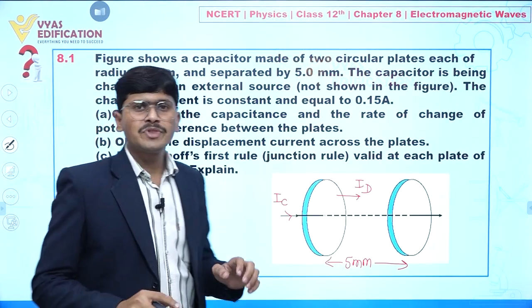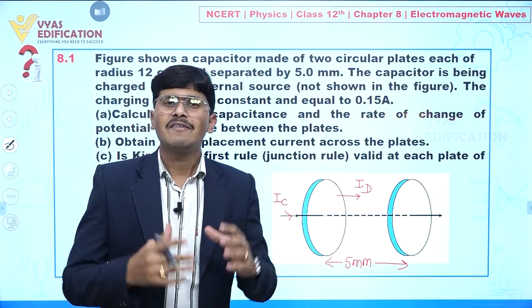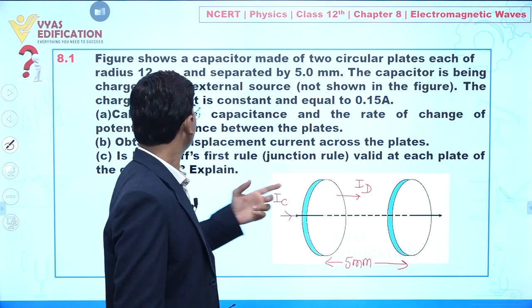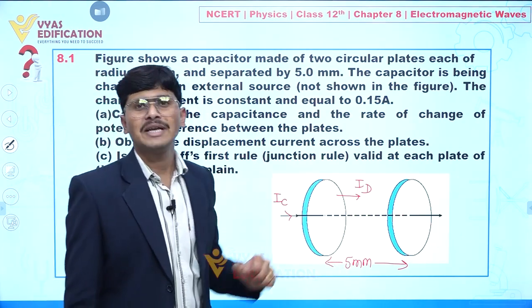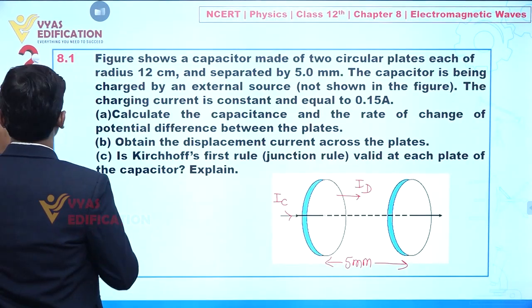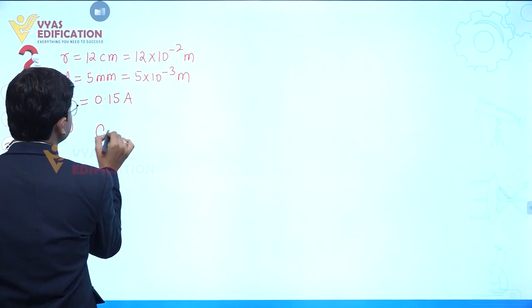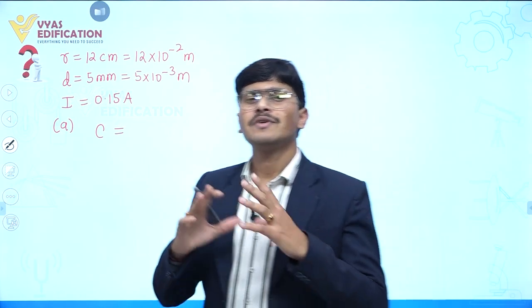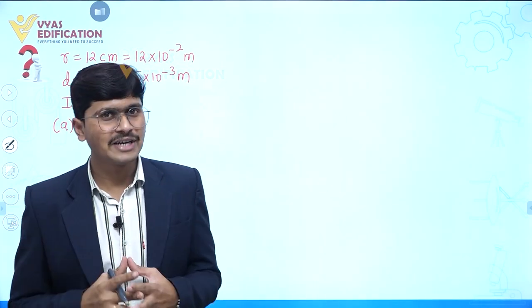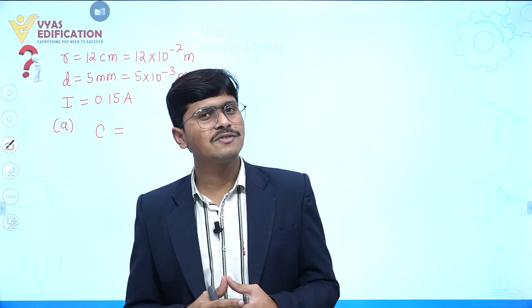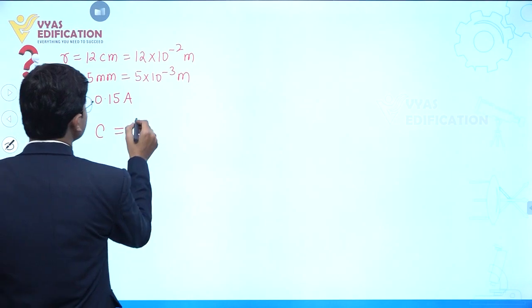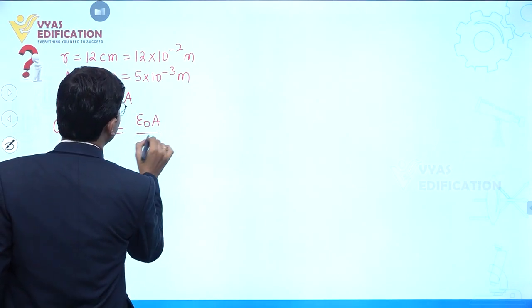Clear to everyone? Now what is our objective in this question? Our objective is to calculate the capacitance and the rate of change of potential difference between the plates. Clear? Now we know that if we have a parallel plate capacitor and between these parallel plates air is included, the capacitance value is given by epsilon naught A by d. Clear?